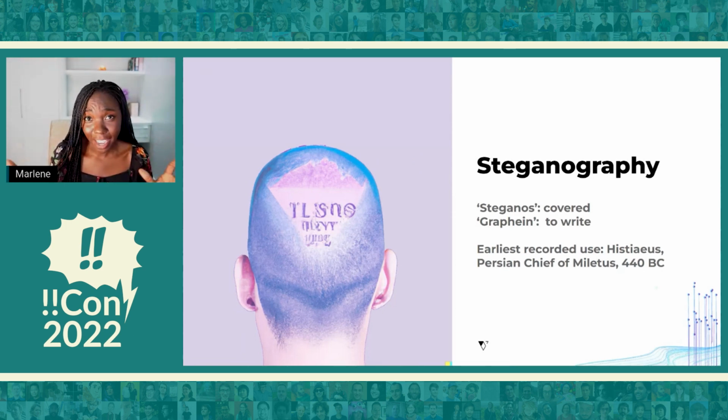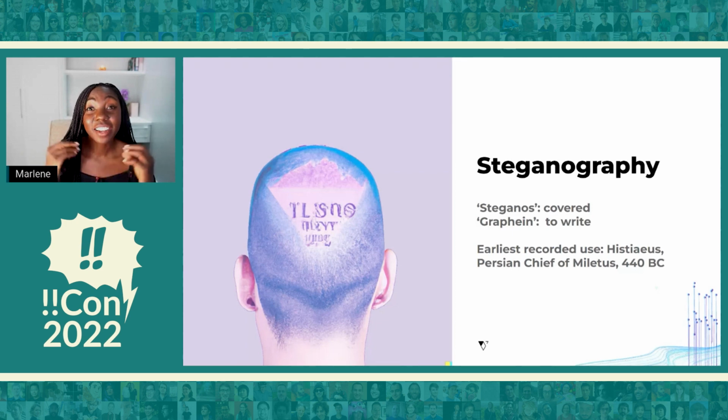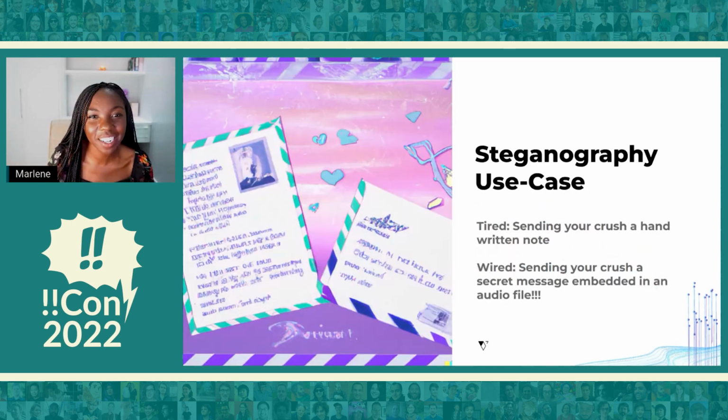Then this message got covered a few days or weeks later after the servant's hair grew back, and Histiaeus was then able to send the servant over to someone else called Aristagoras, who then shaved the servant's head, and Aristagoras was able to read the secret message. So obviously, this is not the most ethical or efficient way of sending a secret message. So I would like to actively discourage anyone watching this talk from using this specific flavor of steganography.